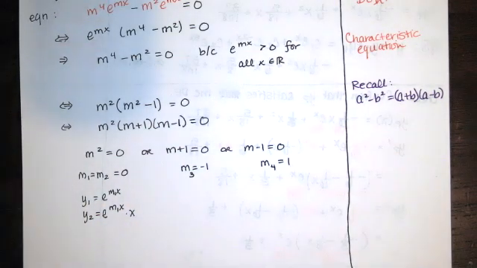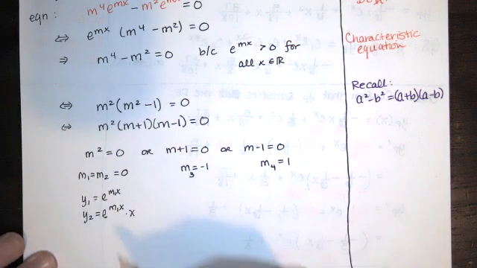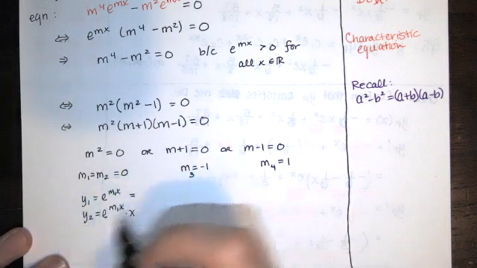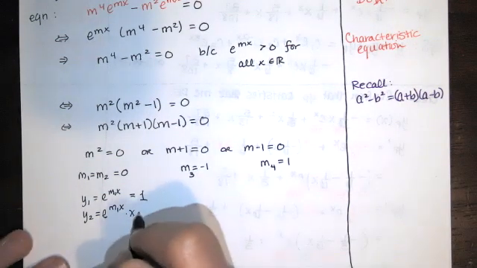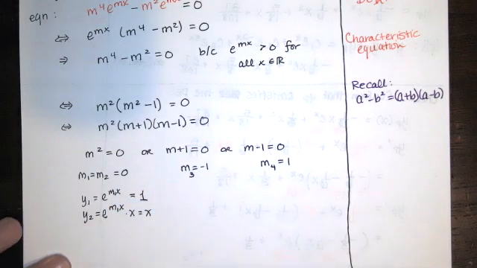And that extra x, we could prove that that works using reduction of order. That's where that x comes from. Now in this case, m1 and m2 are both 0, so this is just e to the 0x. So y sub 1 equals 1 is a solution of the differential equation. And here I've got e to the 0x times x, which is just an x.